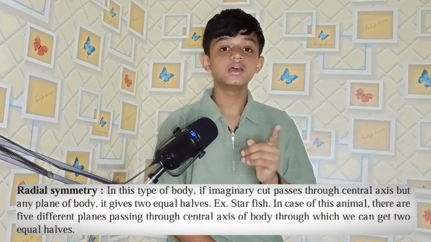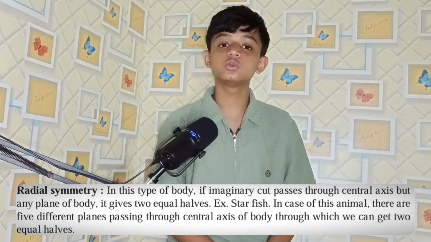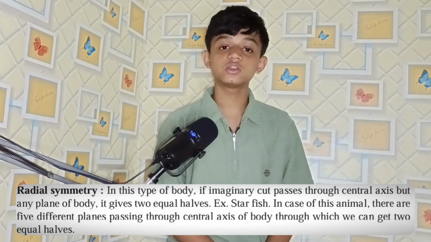On the other hand, radial symmetrical organisms have a specific point within their body. Whenever the imaginary axis passes through the animal's center, then two equal halves could be obtained from any direction. If we are going from left to right or anywhere, the imaginary axis just should pass through the center of that organism, and these types are called radial symmetrical. And one of the greatest examples is the starfish.